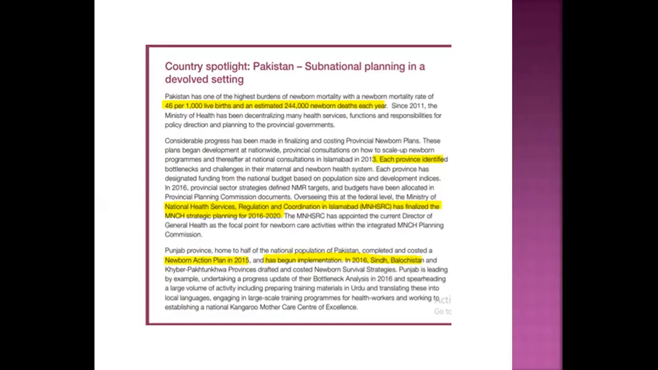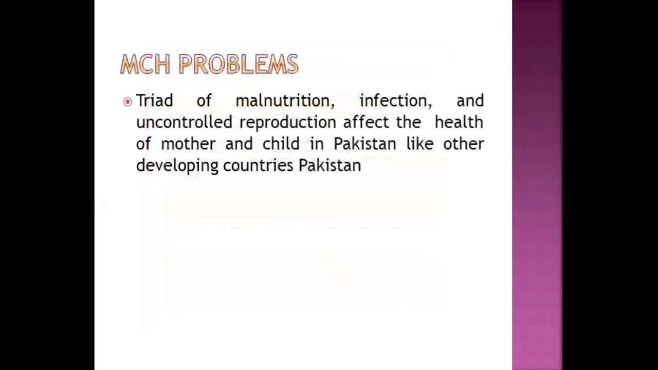The Ministry of National Health Services Regulation and Coordination in Islamabad has finalized the maternal and child health strategic plan for 2016 to 20. The Punjab province, home to the largest share of the national population of Pakistan, completed and posted a newborn action plan in 2015 and began implementation in 2016. Balochistan and KPK provinces have drafted and posted newborn survival strategies. Punjab is leading by example.